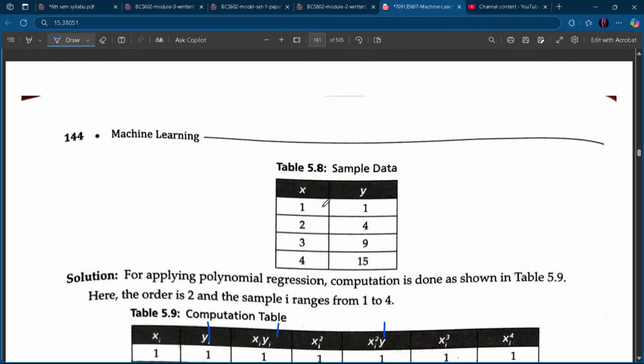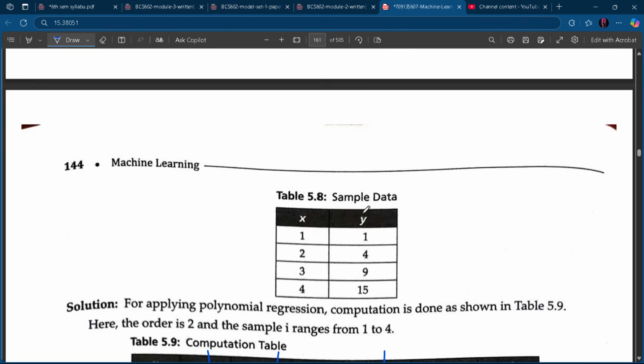They'll give you only two things, x and y. Remember, in polynomial regression it can be up to 4 degree. 1 degree means you just have p of x equals 1 plus x. Then 2 degree means you will have x square. 3 degree means x cube. 4 degree means x to the power of 4.